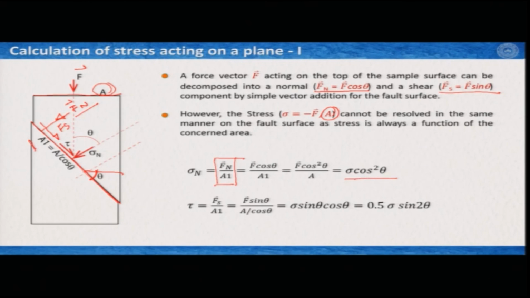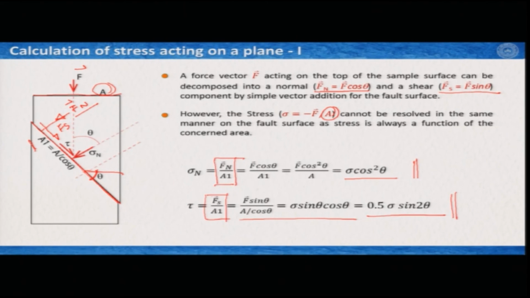and if you resolve it through some algebraic manipulations, you would get sigma cos square theta, where sigma is the peak stress that we got, which was 32 megapascal. Similarly, for shear stress, it would be the shear force component, that is Fs divided by the area A1, and again if you do some algebraic manipulations, you would arrive at half of sigma sine 2 theta. So this is how we calculate the stress acting on a fracture plane after a deformation experiment, and this you can apply in many other fields depending on your problem.